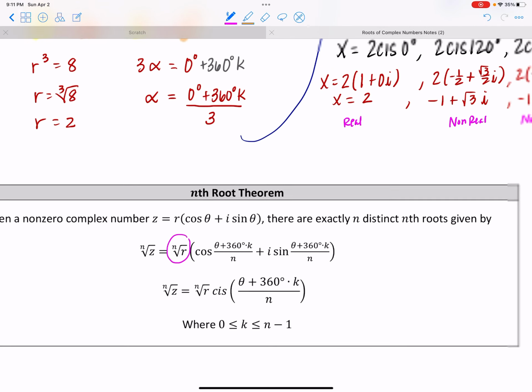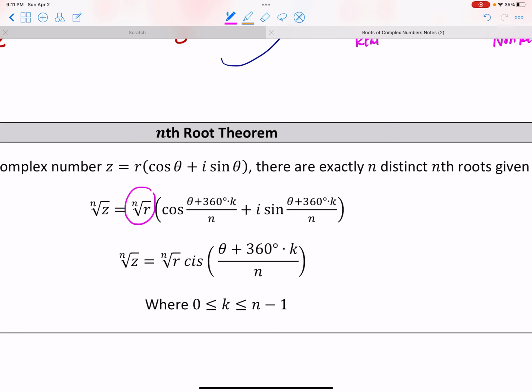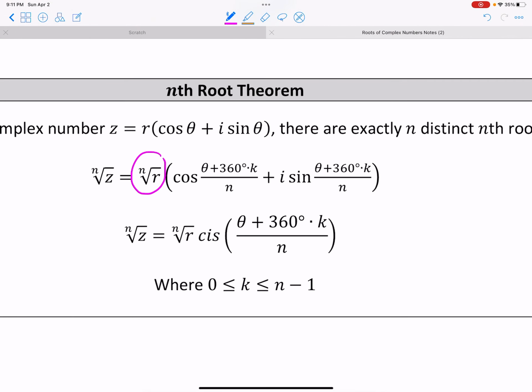So the nth root of the radius, we did that over here, we got 2, and then we're going to multiply it by the cosine plus the imaginary and the sine of alpha. Now, that's what I called alpha up here, but that ends up being whatever our angle was plus 360 degrees times some integer, so k represents an integer, and with that value of k, what we're going to plug in is starting at 0 and then ending at n minus 1. So n is our index of our root here.